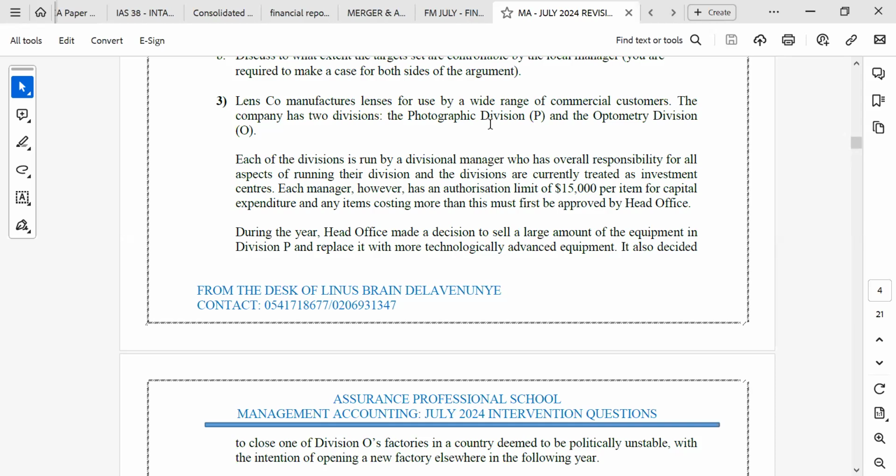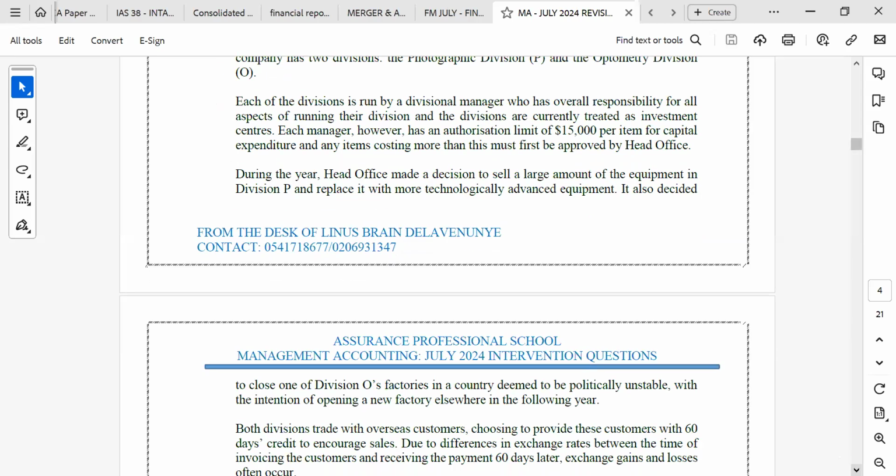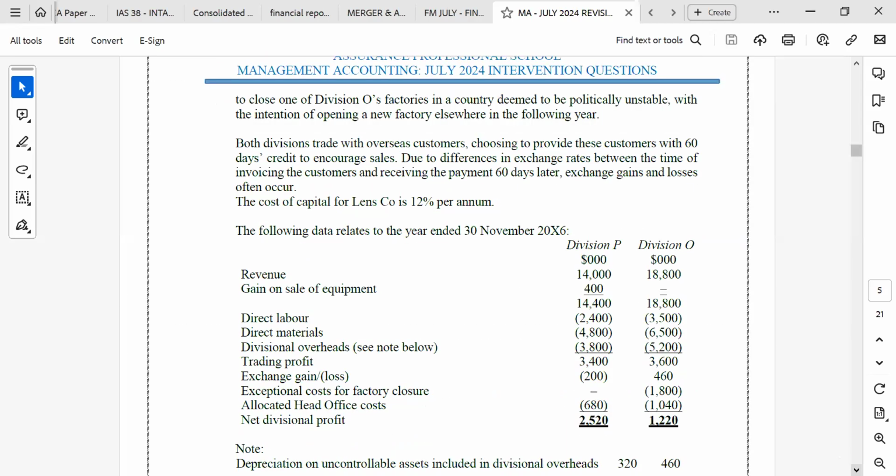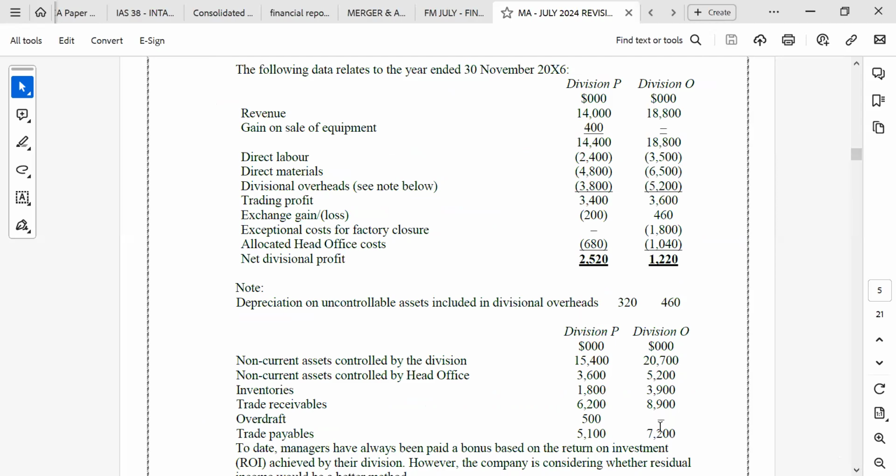Any expenditure below 15,000, the managers can make that expenditure without recourse to the head office. So in that case, they will be classified as an investment center. But any expenditure above 15,000, they have to seek approval from the head office. In that case, they will be treated as what? As a profit center. Or sometimes you can also use their figures over here to determine.